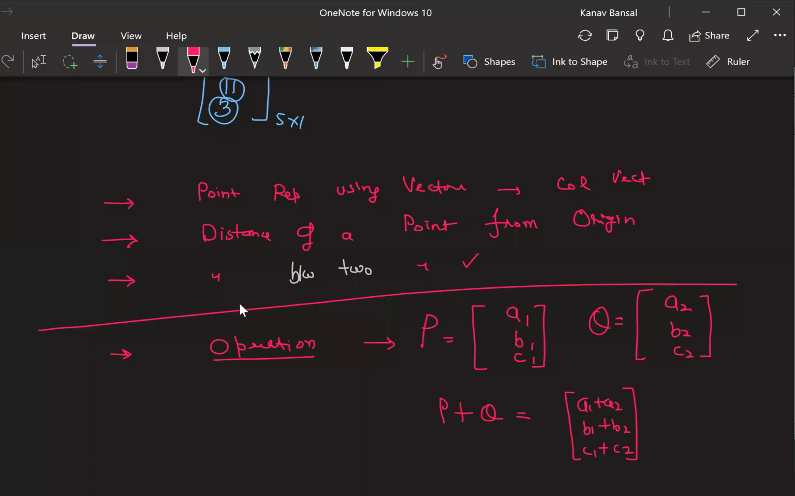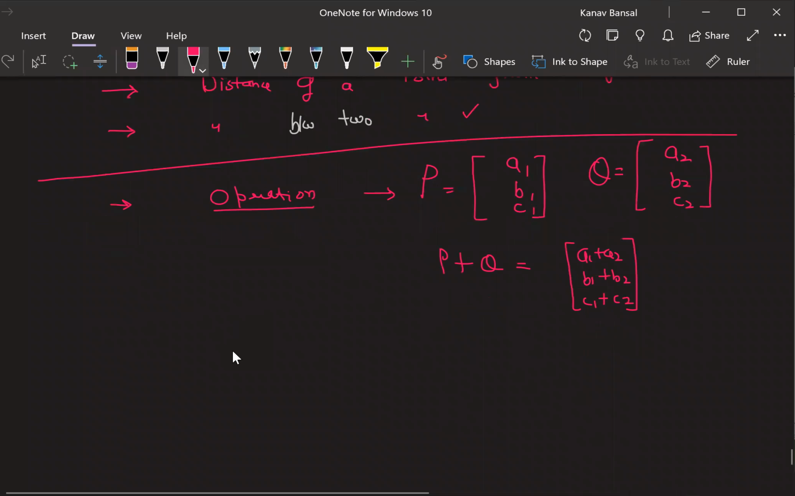Yes, correct. All the corresponding elements we add; element wise addition. Now, what if I want to multiply these 2 vectors? Let's talk about multiplication because that is the most important part here. How do I do the multiplication between the 2 vectors?